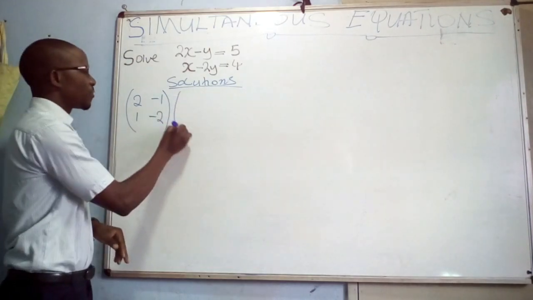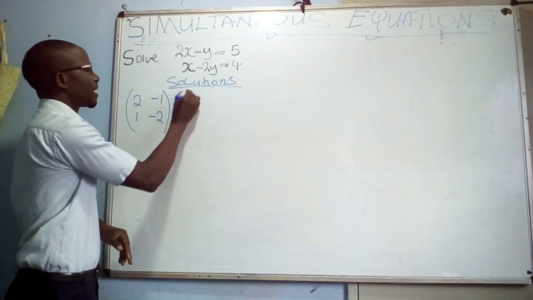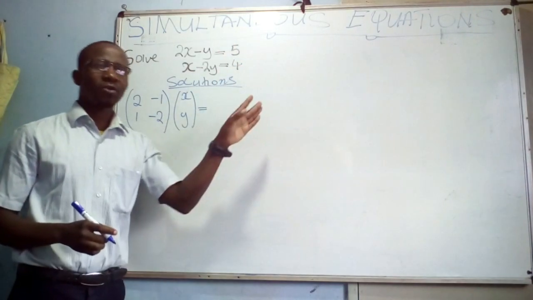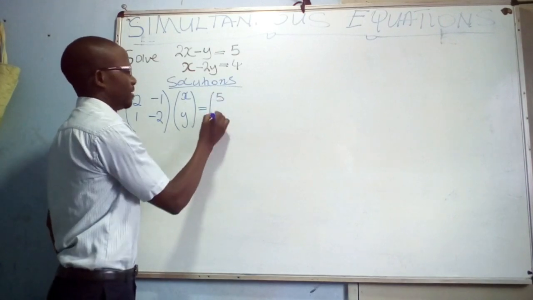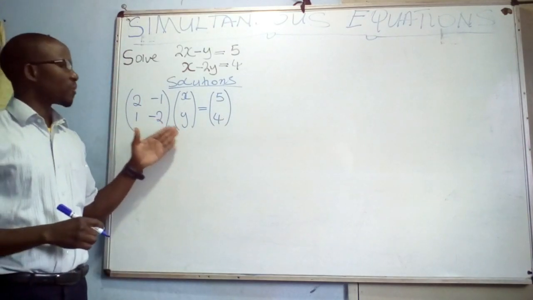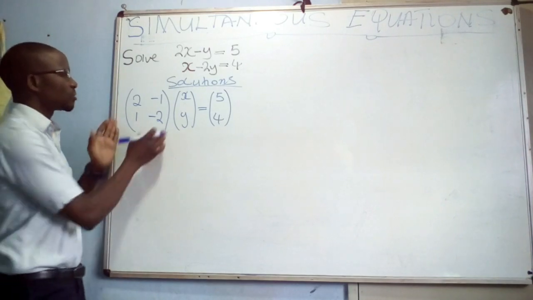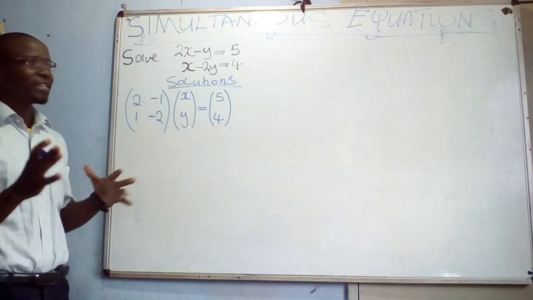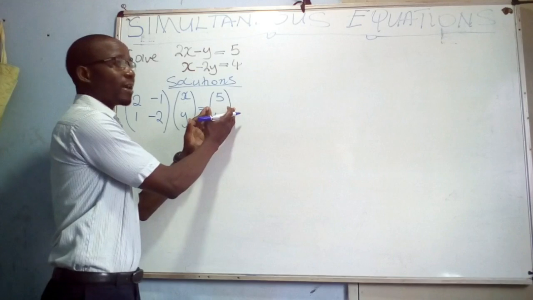Then the variables that we want to find, we'll start with x, y equals. The answers will give us a column matrix, so we have a column matrix in this position, that is 5 and 4 like that. At this point, you have come up with what we call the matrix equation. From the matrix equation, the next thing is to find the inverse of the coefficient matrix. Our coefficient matrix is this one. This is our variable matrix, and this is our answer matrix.